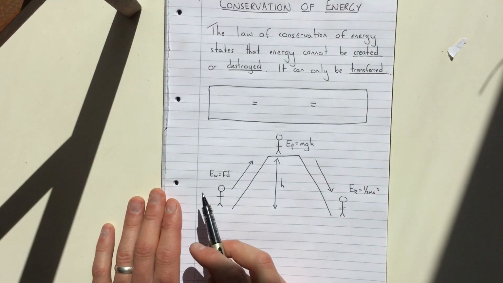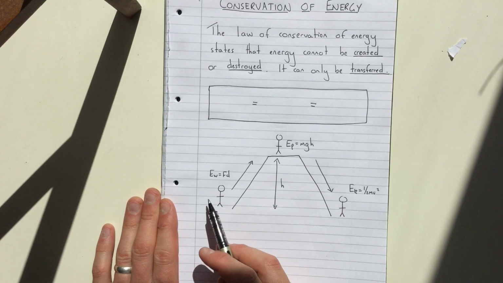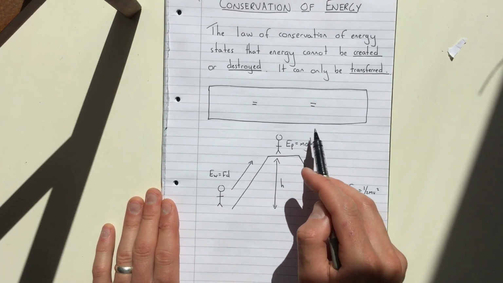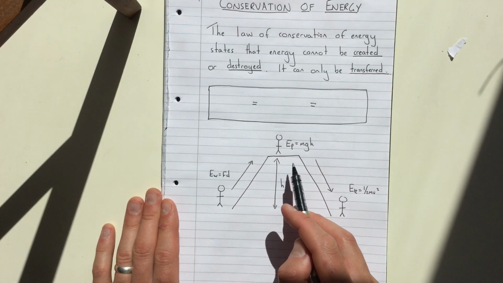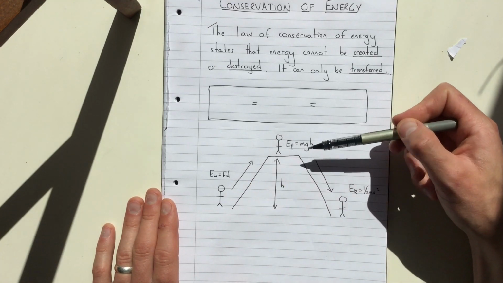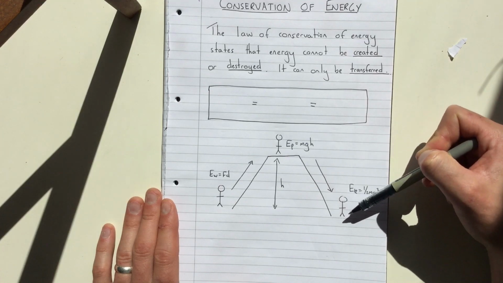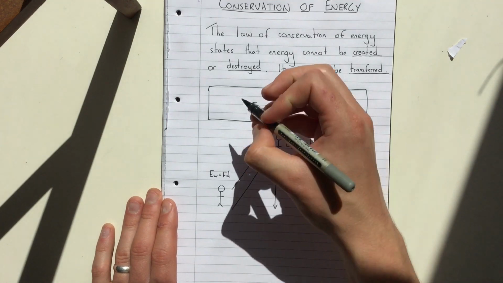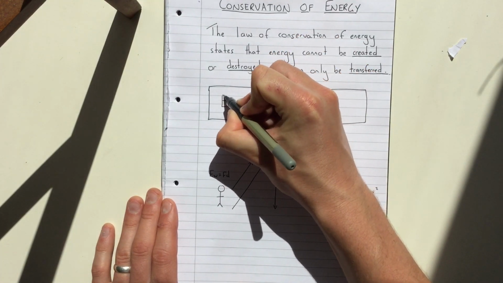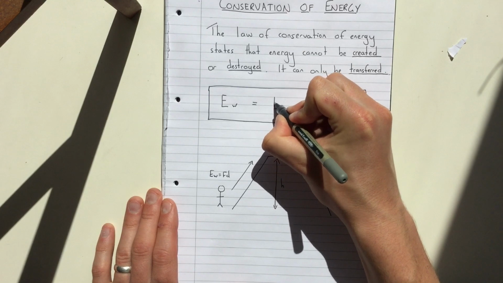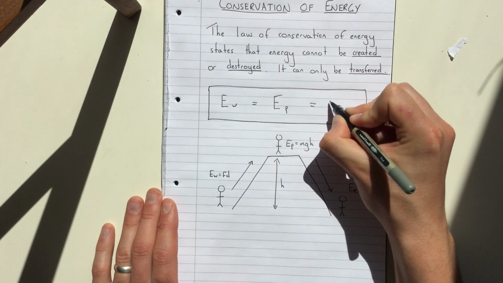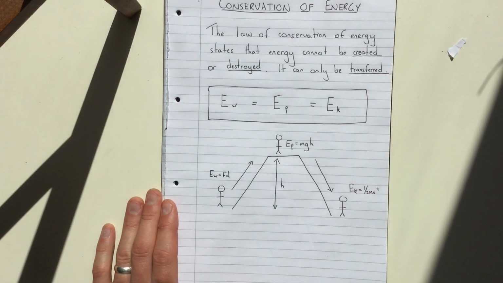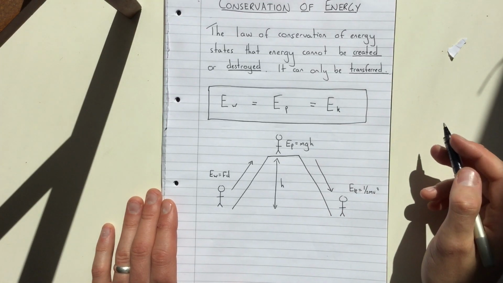So, say chemical energy in the form of food allows us then to do work to get to the top of the mountain. All that energy is now transferred into potential energy. It's not been created or destroyed, it's just been transferred. And that potential energy is then transferred straight to kinetic energy as we then travel down the mountain. So what we can say is that EW equals EP equals EK. In other words, work done equals potential energy equals kinetic energy.